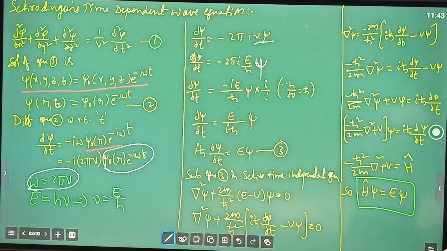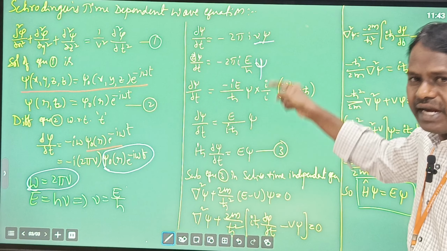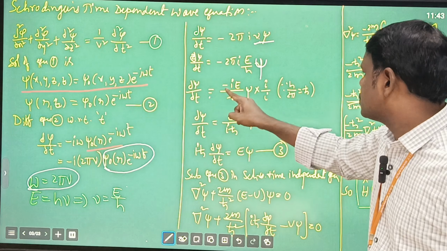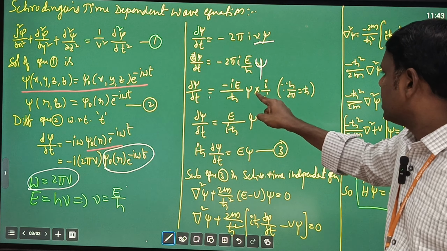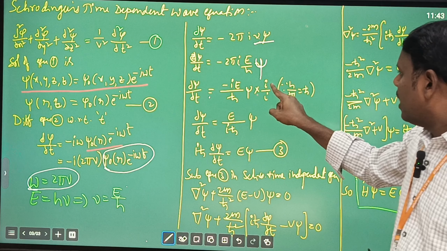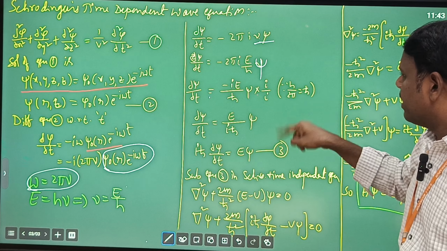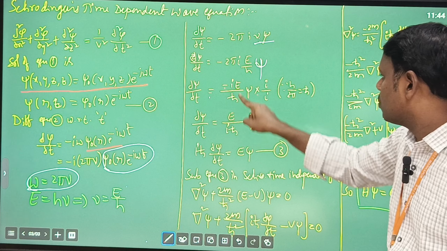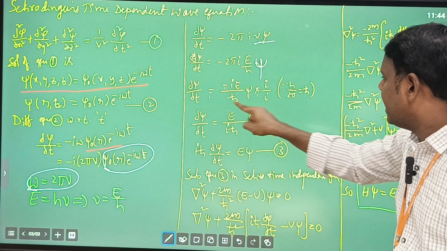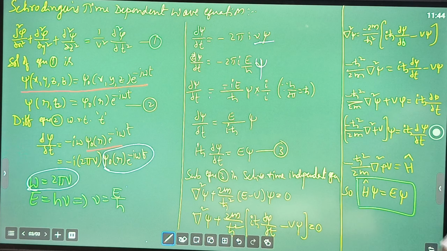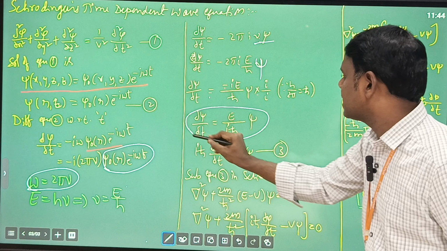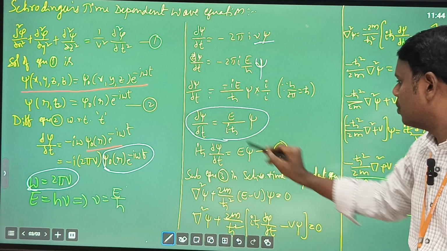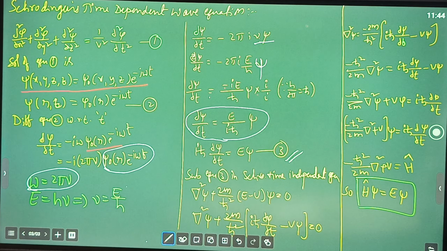Now what we are doing is a small operation. We are multiplying with I and dividing with I, then there is no change in the value. So dou psi by dou t is equals to minus I E by h cut into psi into I by I. See here I into I is equal to I square. I square means minus 1. Minus into minus, already minus is there. Minus into minus plus. So dou psi by dou t is equal to E by I h cut into psi. From this, taking I h cut across, I h cut dou psi by dou t is equal to E psi. Let it be equation number 3 for some time.